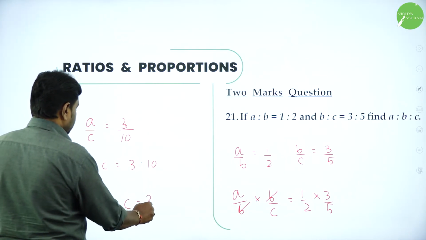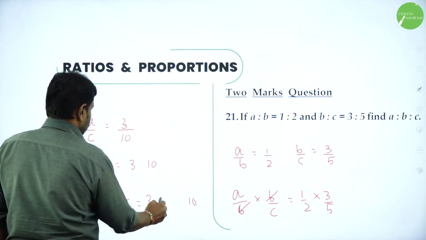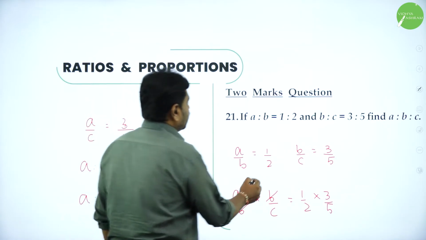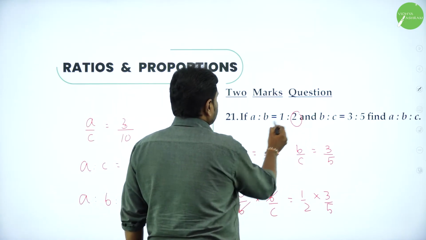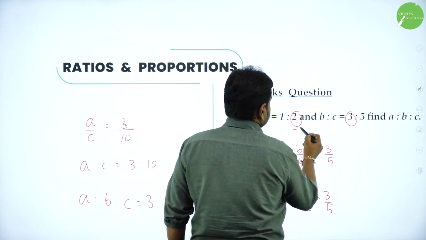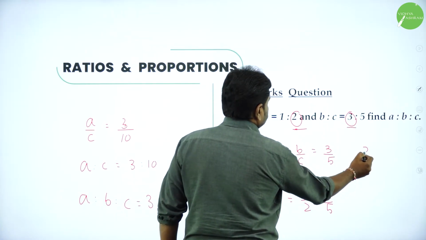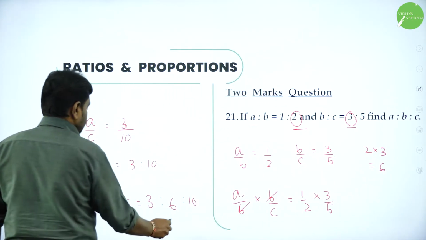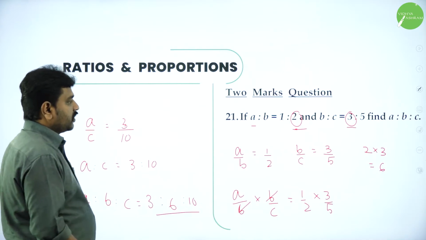See, A value is 3, C value is 10. So in between is the B value, which we get by multiplying. Here B means the second value, because A is the first value and B is the second value. Here B means the first value. So multiply these two. What is 2 into 3? 6. So I should put this: 3 is to 6 is to 10. I hope all of you got it.